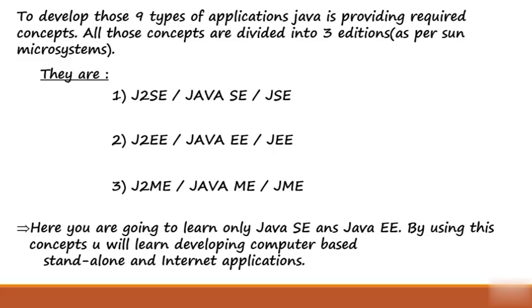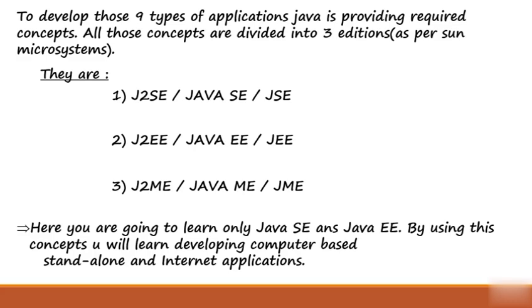Java EE is nothing but Java Enterprise Edition. Enterprise Edition is for developing technologies. Java EE contains rules and guidelines to develop technologies and server softwares.